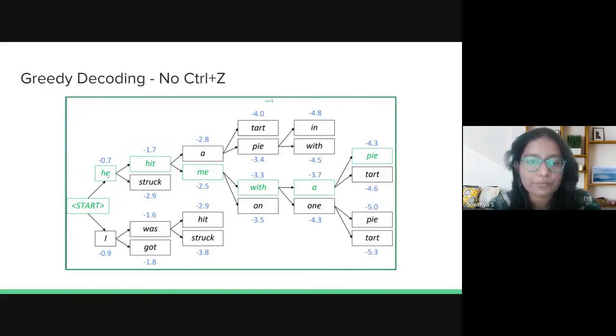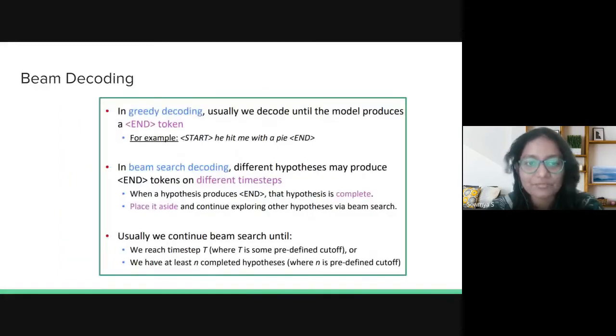So here the beam size is 2, and we keep the top 2 at all times, and then we have the final search tree, and we take the highest probability across the search tree. So this is what we know as greedy decoding. Sorry, this is beam decoding. I should change the title. This is beam decoding, not greedy decoding.